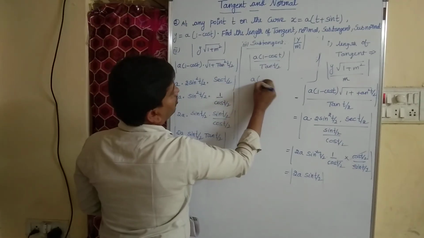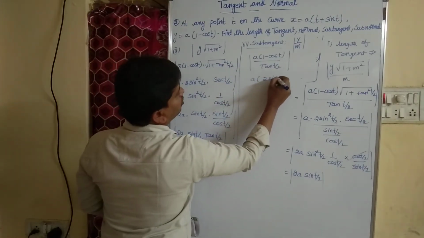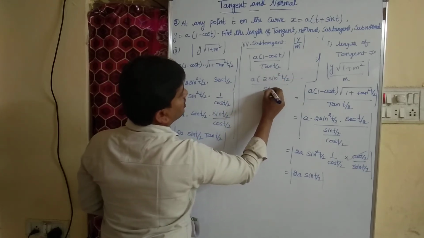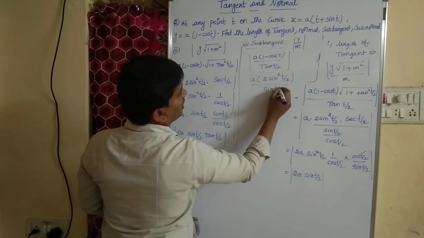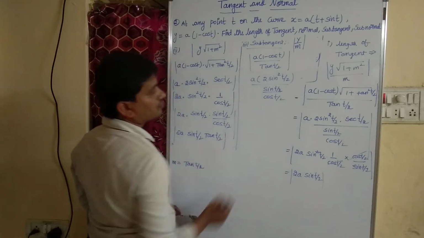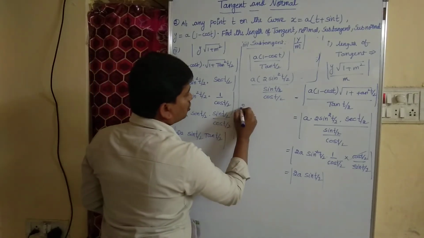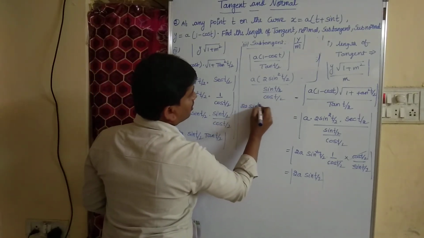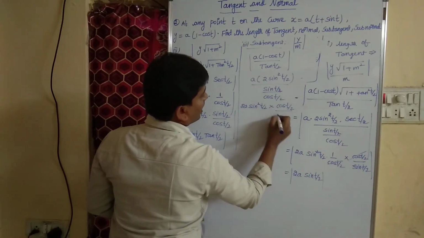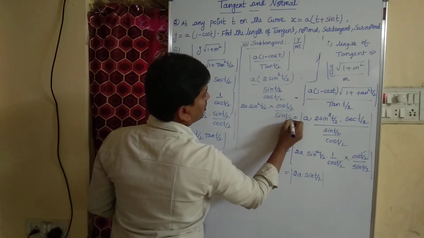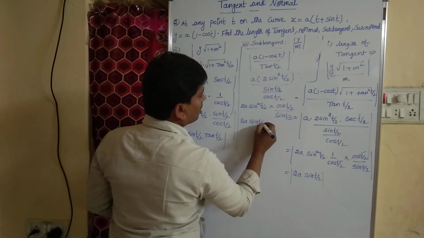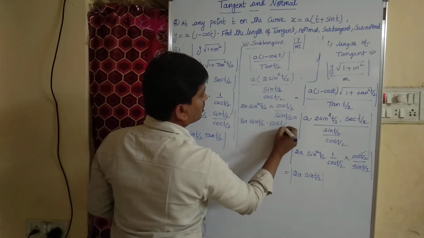Right? A into 1 minus cos t I can write as 2 sin square t by 2, and tan t by 2 I can write as sin t by 2 by cos t by 2. Okay children, so 2a sin square t by 2 into cos t by 2 divided by sin t by 2. Sin cancel, I can write as 2a sin t by 2 cos t by 2.